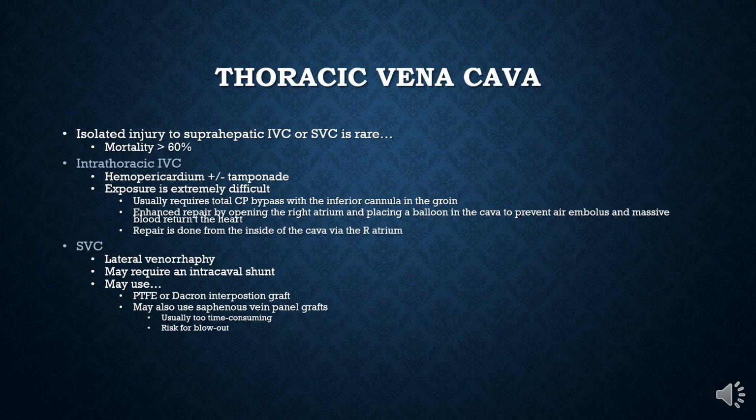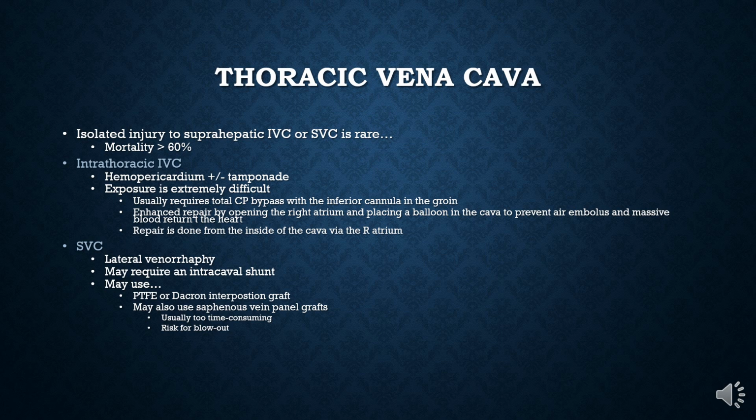Thoracic vena cava: isolated injuries to the suprahepatic inferior vena cava or superior vena cava are rare. Mortality is more than 60%. Intrathoracic IVC: hemopericardium plus or minus tamponade. Exposure is extremely difficult. Usually requires total cardiopulmonary bypass with an inferior cannula into the groin. Repair is enhanced by opening the right atrium and placing a balloon in the cava to prevent air embolism and massive blood return to the heart. Repair is done from the inside of the cava to the right atrium.